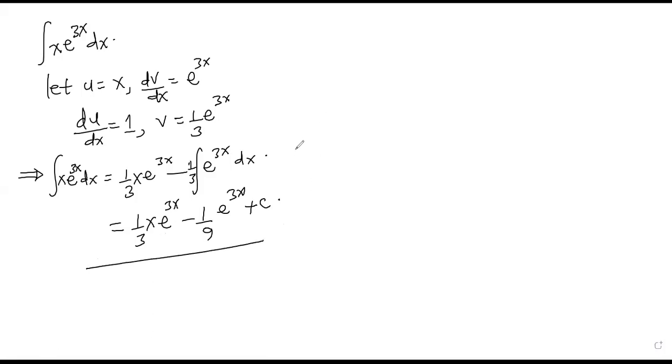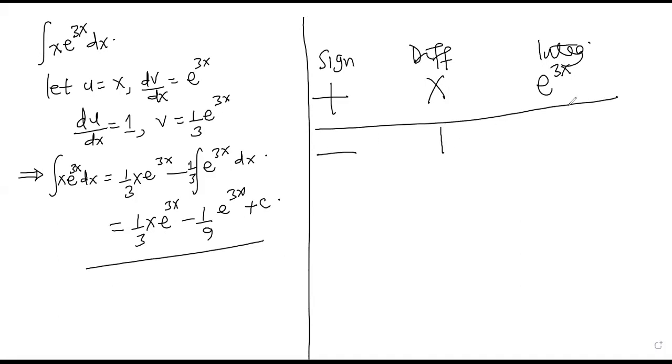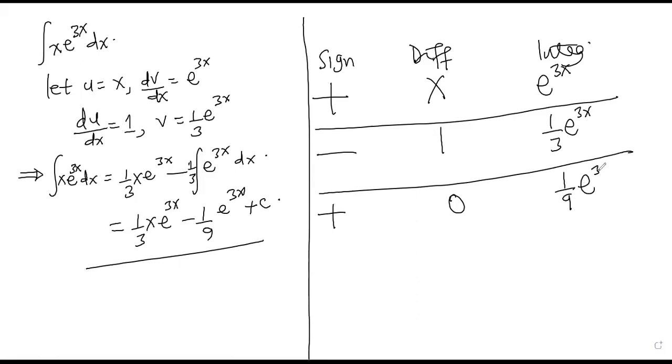Even if someone has used the basic technique, you'll get the same answer. Let me sketch it here. We shall have a sign, we shall have differentiate, and here we shall have integrate. So the sign is positive, we shall differentiate x, and we shall integrate e to the power 3x. When the sign changes to negative, we differentiate, you get 1. You integrate, you get a third e power 3x. You change the sign to positive, differentiate, you get 0. You integrate, it will be 1/9 e to the power 3x.